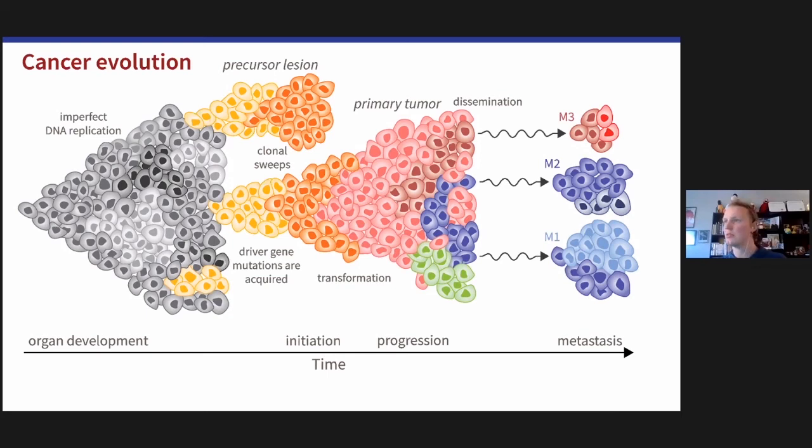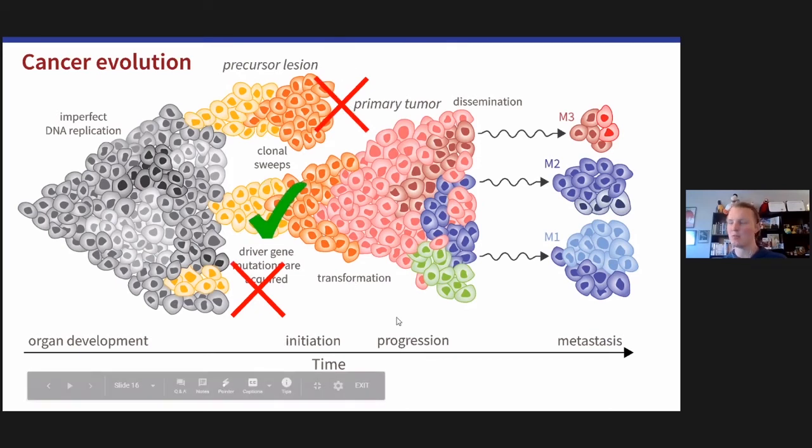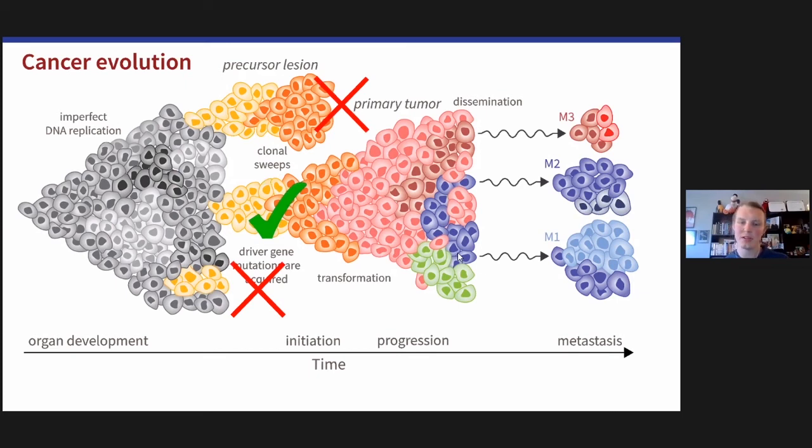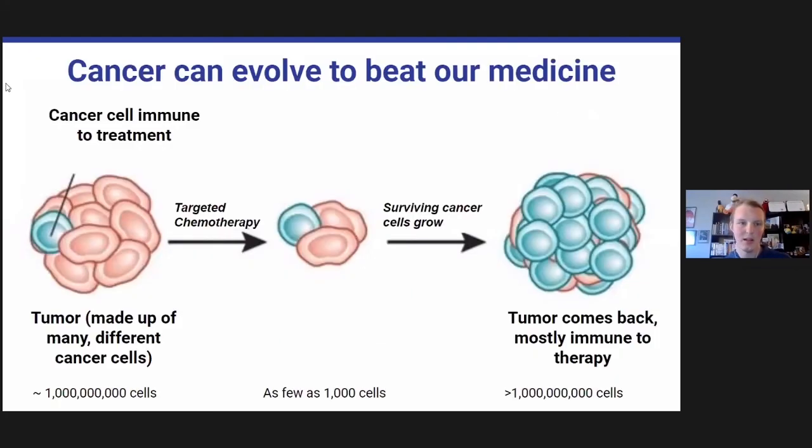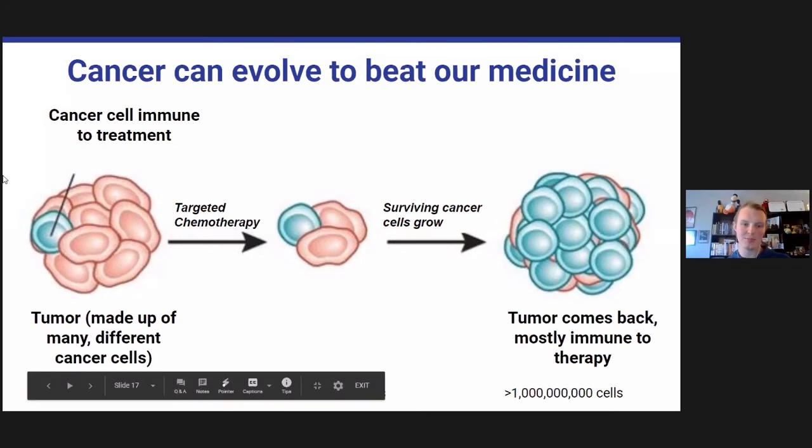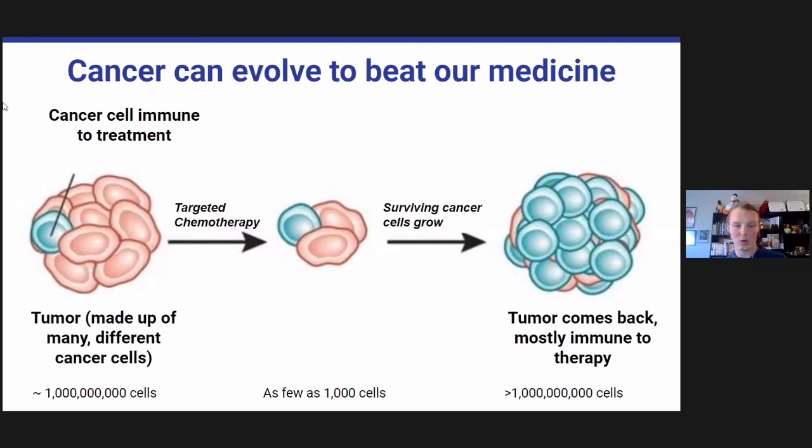So just like in the B cells, some of these will fail and some of these will succeed, right? And evolution doesn't stop here, though. This gets to a little bit of what people were talking about regarding treatment in the last talk, which is that cancer can evolve not just to grow and turn into a tumor, but it can also evolve to beat our medicine, right? So we can start with a tumor that's made up of many, many different cells. They're all mutated in slightly different ways, maybe on the order of 1 billion cells or so.